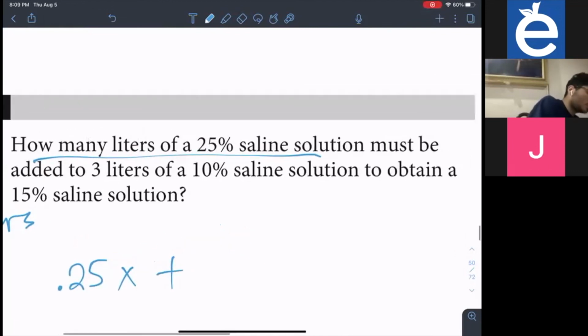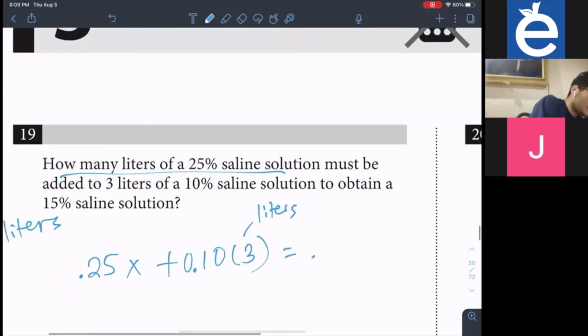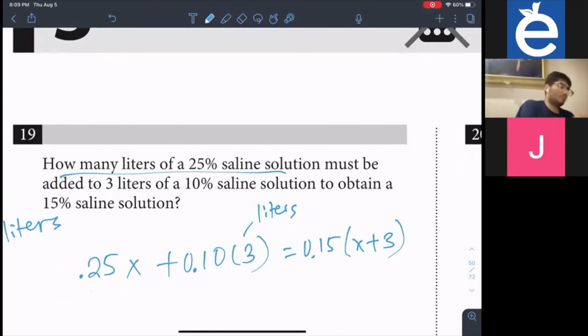Plus added to 3 liters of 10% saline solution. So 0.10 times 3, which is the liters, is equal to the obtained 15%, which is 0.15. And then it would be the total number of liters, which would be X plus 3, because it's X liters plus 3 liters to get a total of X plus 3 liters.